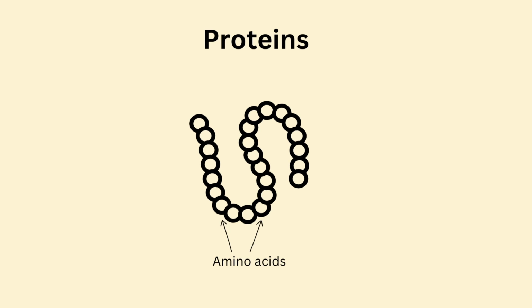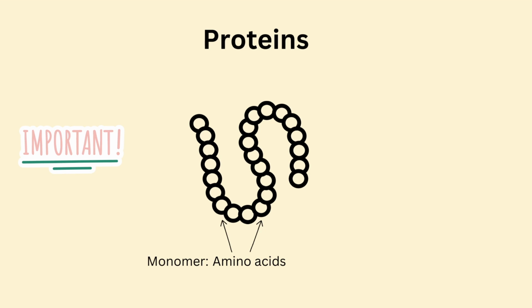All proteins are made up of amino acids. In other words, amino acids are the building blocks or monomers of proteins. A chain of amino acids makes a protein. Most proteins undergo folding before they can become fully functional.